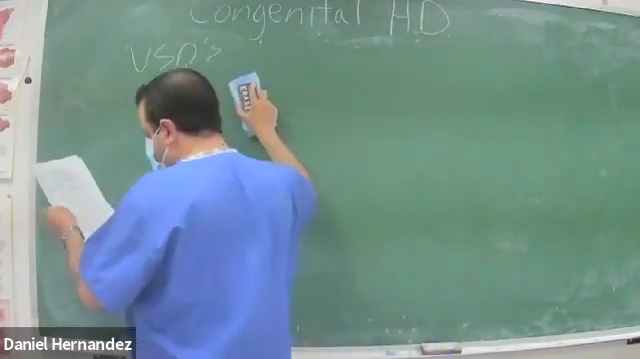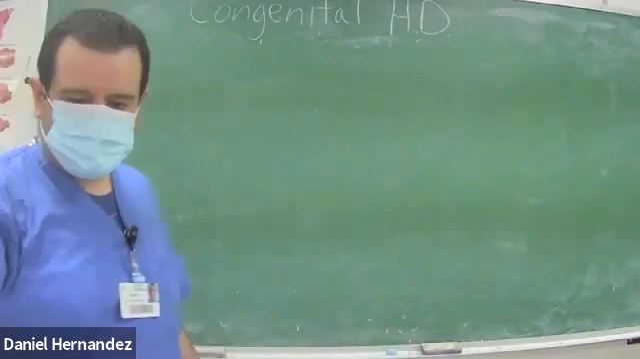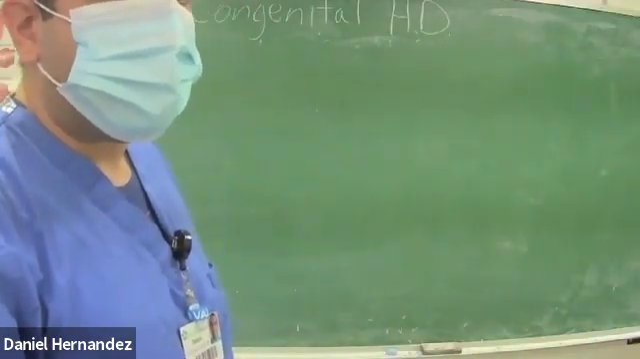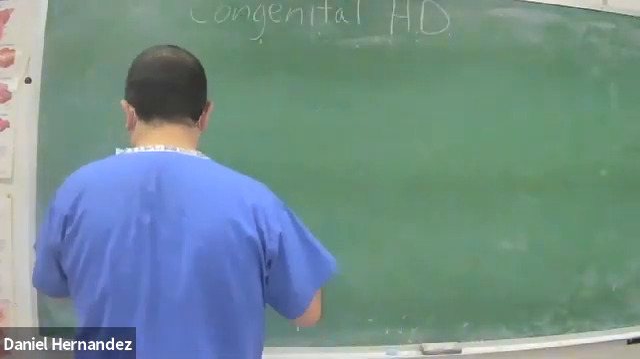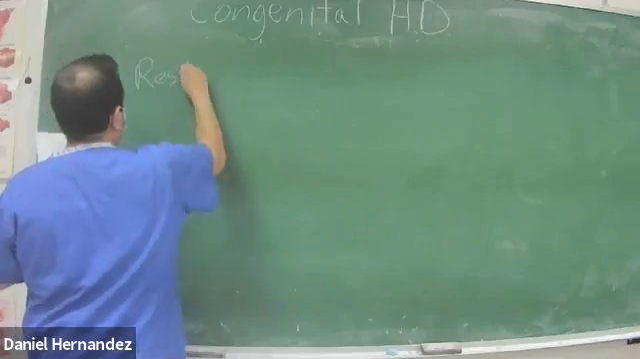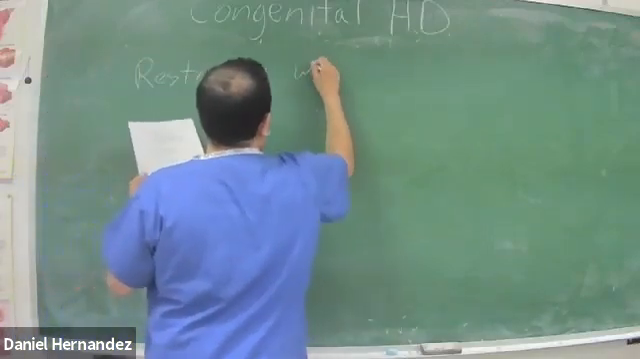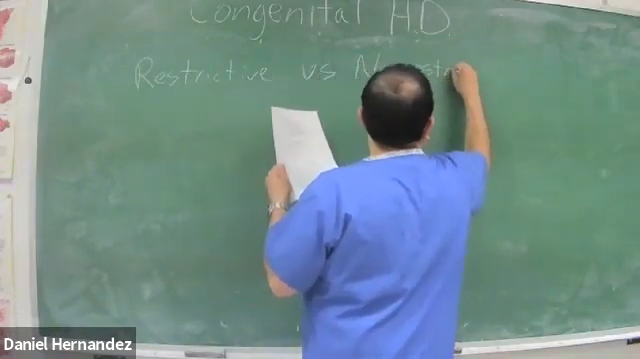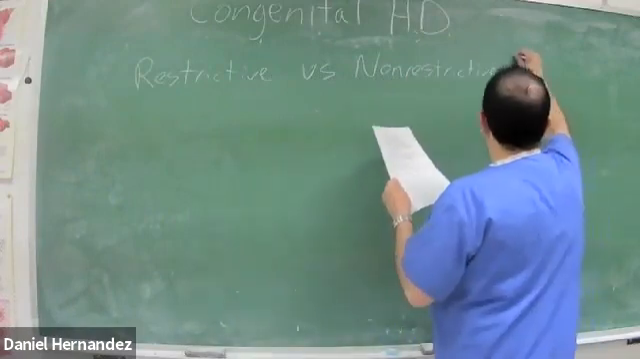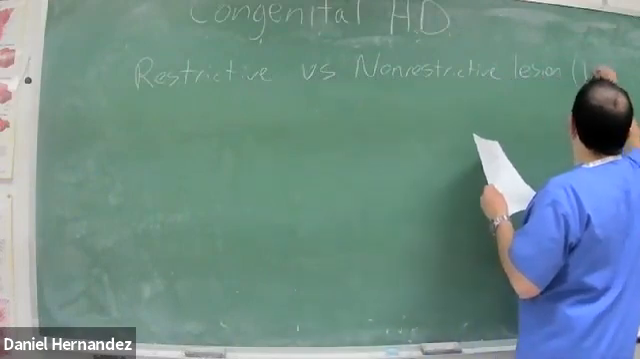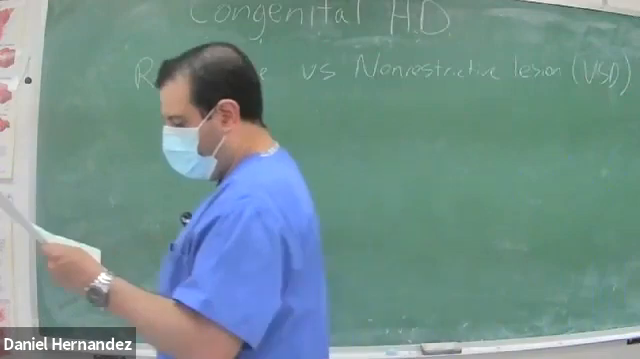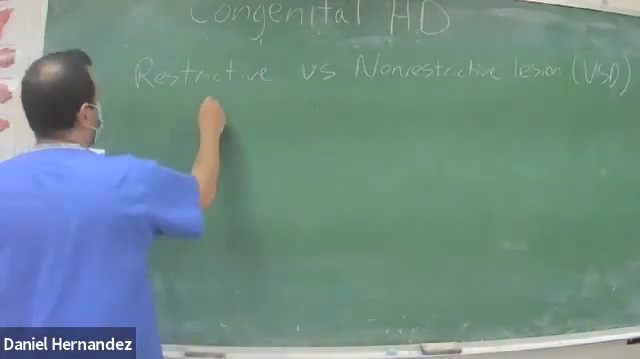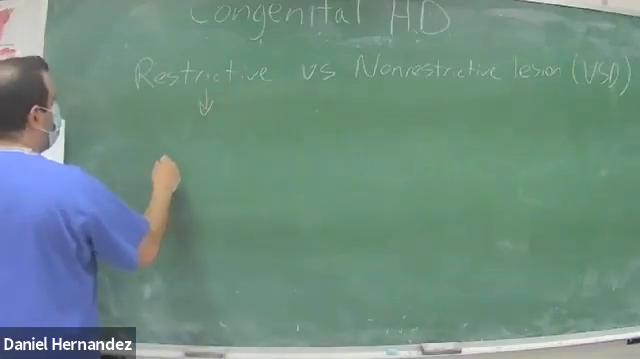Another way to describe VSDs is as restrictive versus non-restrictive lesion. Restrictive VSD.